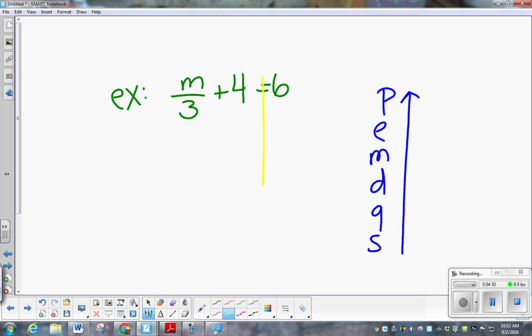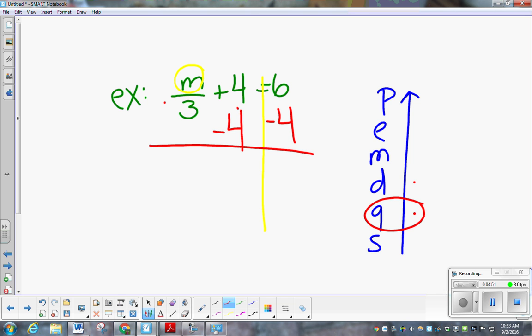So I draw my line through my equal sign. I find my variable that wants to be alone. I have two things happening. I have a divided by 3 and a plus 4. So I have division and adding. I have to undo the adding first. So to undo adding 4, I need to do the inverse operation and subtract 4 from each side of the equal sign. That's why we draw that line there. Draw a line to write down what you have left.